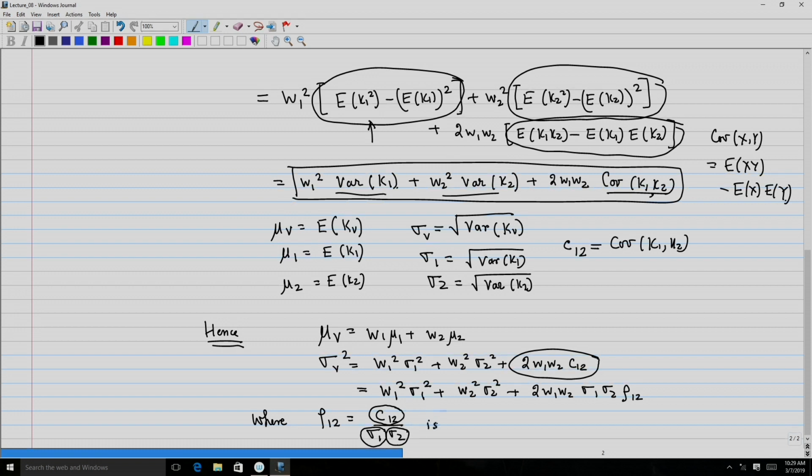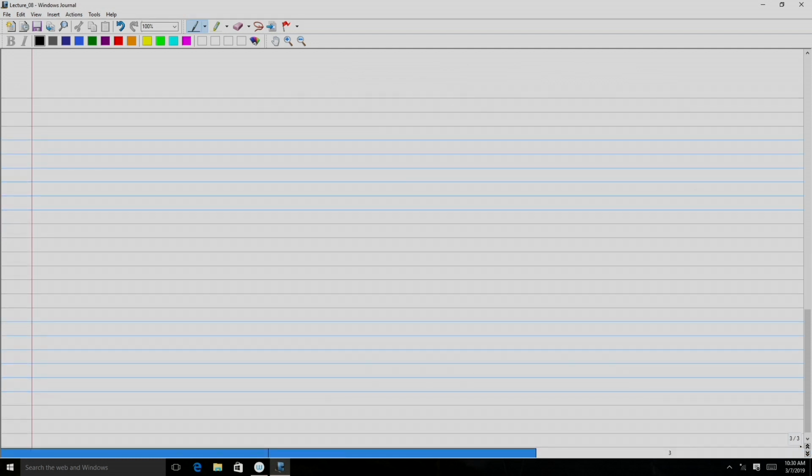So, here this is the correlation coefficient, provided the denominator is not 0. That means provided both sigma 1 and sigma 2 are not equal to 0. In case sigma 1 sigma 2 is equal to 0, then rho becomes undefined.